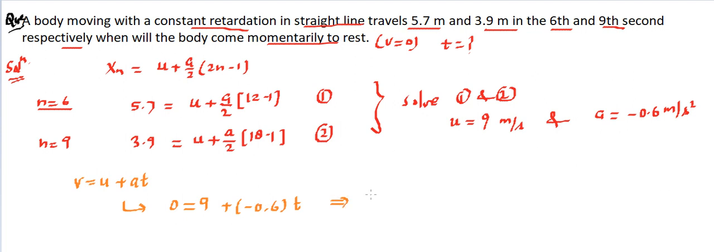This will be the time at which the particle will come momentarily at rest. So it will become 9 divided by 0.6, which we can simplify. You can divide by 3 and it can be made 30 divided by 2, which is 15 seconds. That means after 15 seconds from the journey starting, you'll find the particle will come momentarily at rest.